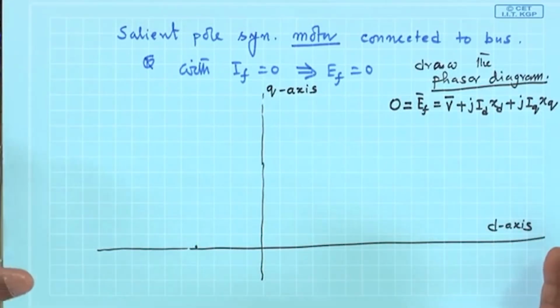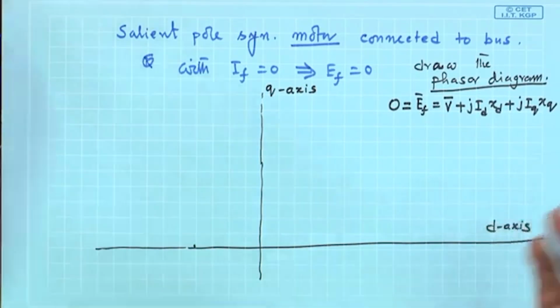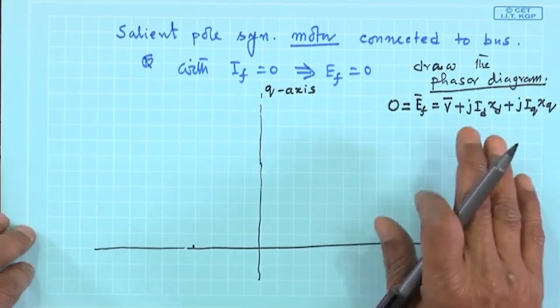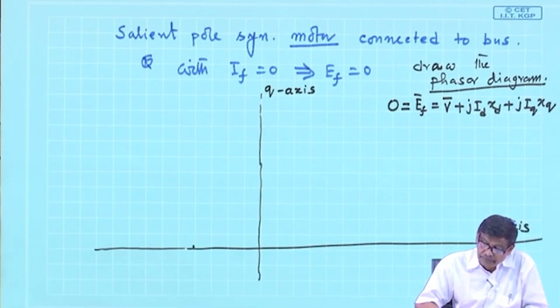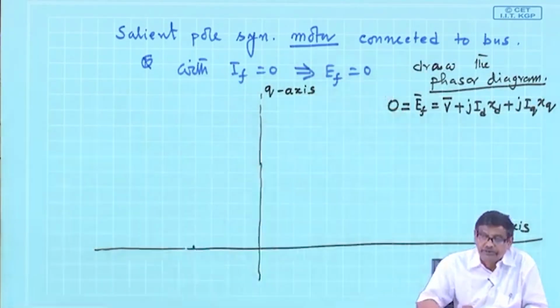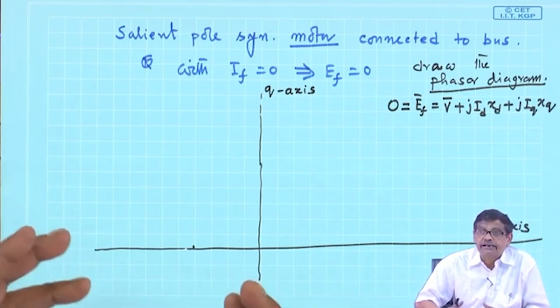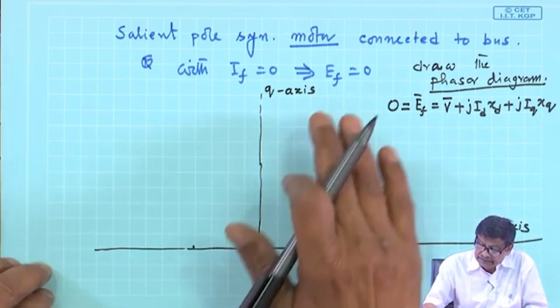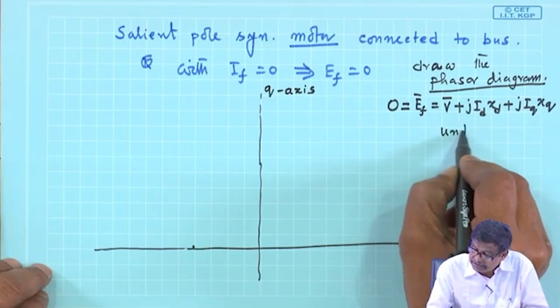So, where to start? V is finite, because machine is connected to the bus. V is the terminal voltage per phase, and that is finite. Ef is 0. Therefore, a synchronous motor connected to bus with Ef equal to 0, at what power factor it will operate? Under excited synchronous motor. So, the machine must be under excited.